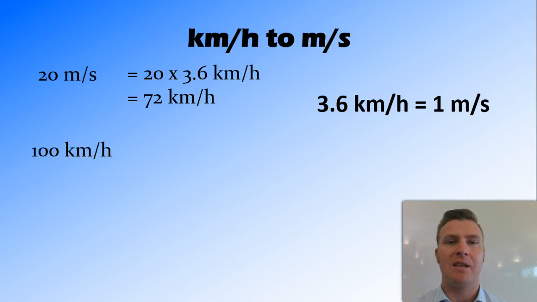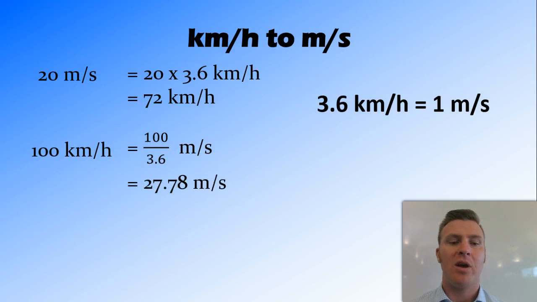And we can do the same thing in the opposite direction. So we've got 100 kilometers per hour, and we want to find it in meters per second. So we want to go from kilometers to meters, which are smaller. So in this case, we divide by 3.6, and we end up with 27.7 repeating meters per second. So it's quite easy to move from kilometers per hour to meters per second. You just need to remember the magic number of 3.6, and remember that when you're going from meters to kilometers, you're increasing because the kilometers are bigger.